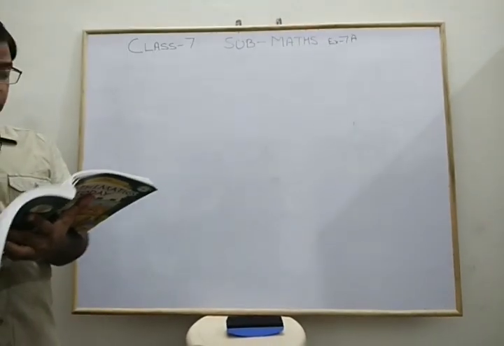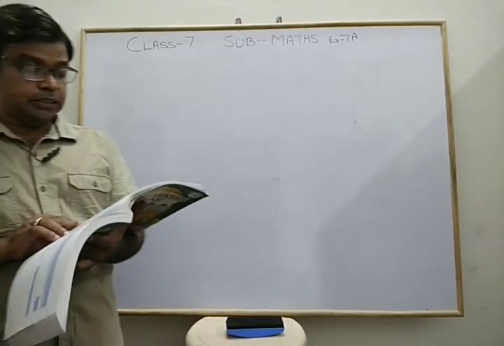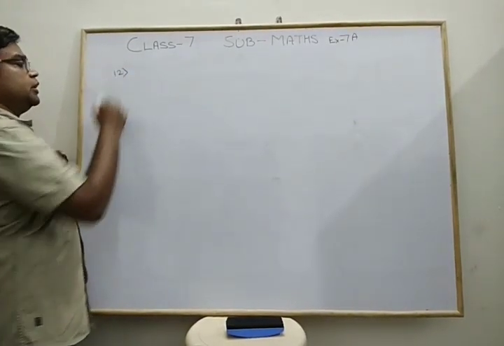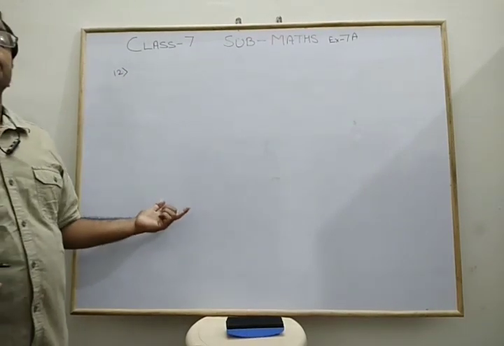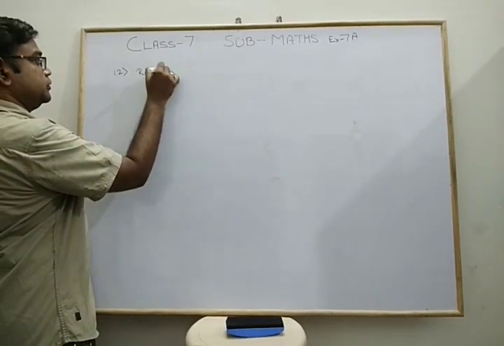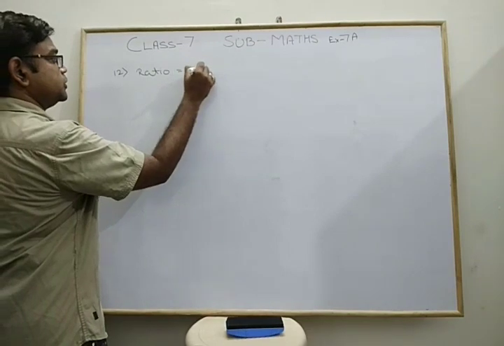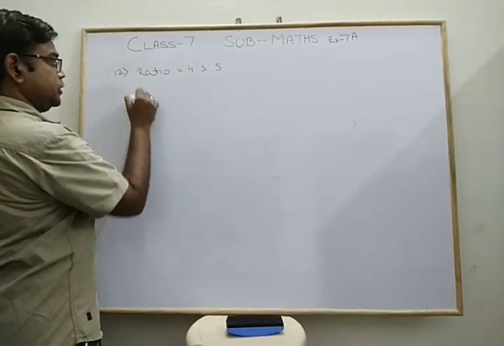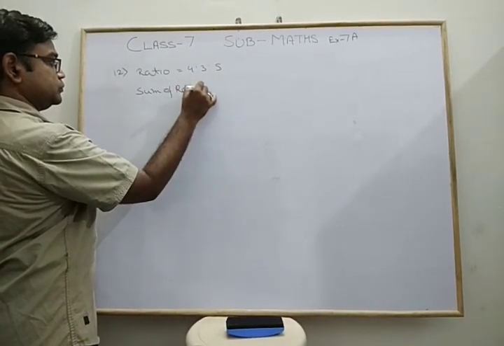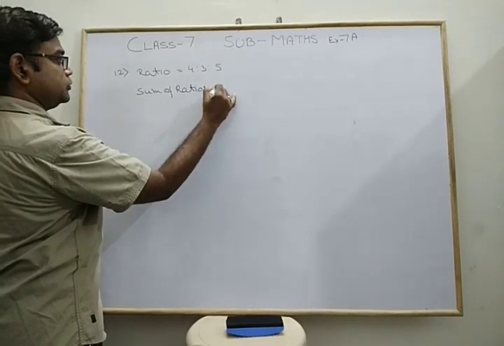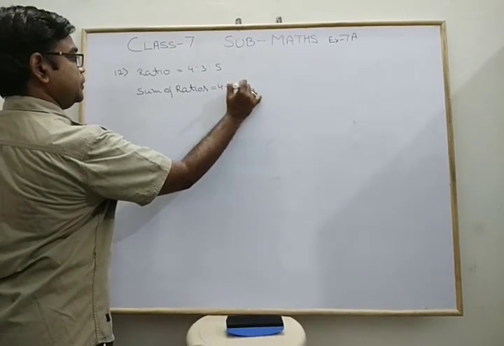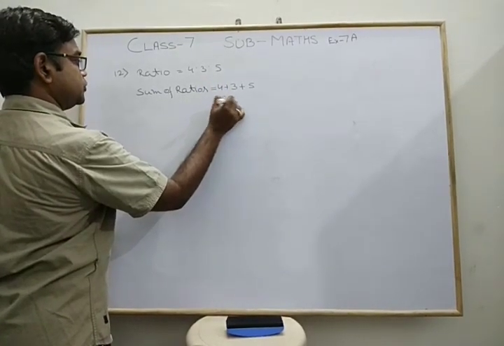It's given as a ratio. The lengths of three ribbons are in the ratio 4:3:5. It's a very simple one. Whenever ratios are given, we must find the sum of the ratios if we are going to find the exact length. So the ratio is 4:3:5. Sum of ratio is 4 plus 3 plus 5, it's 12.